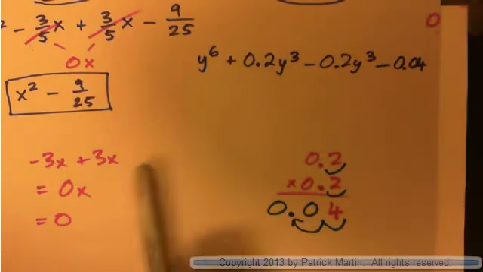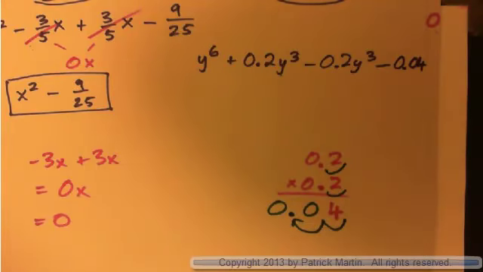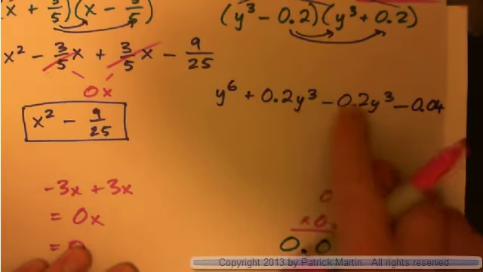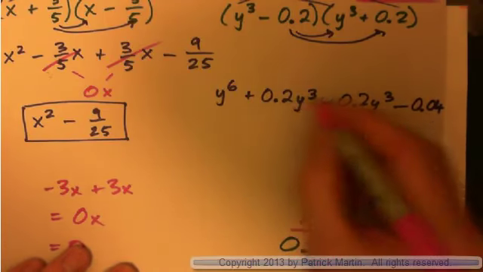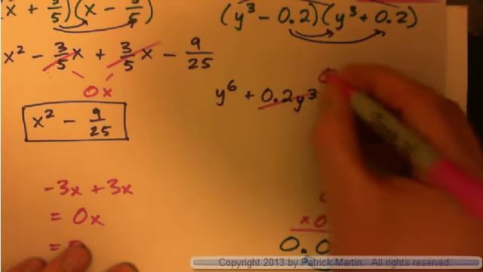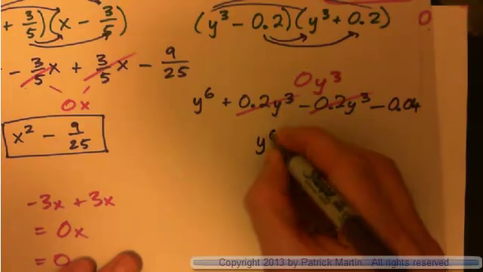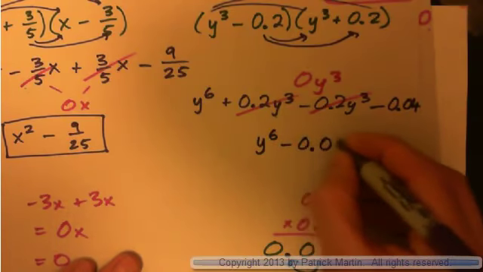And what happens now? Any like terms? There are, aren't they? There's 0.2 y cubed minus 0.2 y cubed. That makes 0 y cubed, or 0. And so the answer is y to the power of 6 minus 0.04.